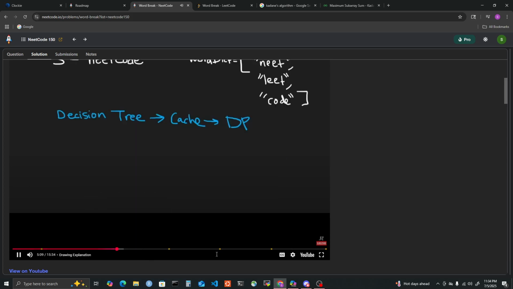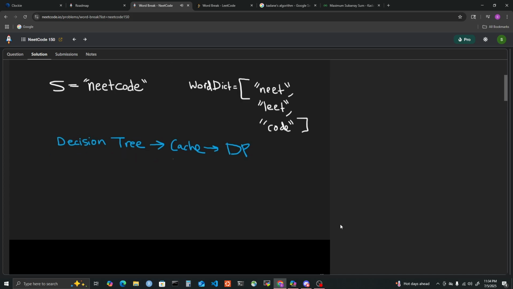I'm just going to show you the same formula that I usually do. I'm going to give you a quick illustration of what the decision tree would look like. Then we're going to understand how we could cache that to eliminate repeated work. And then by understanding that, we're going to go to the optimal dynamic programming solution, the bottom-up approach, and we're going to code that up.